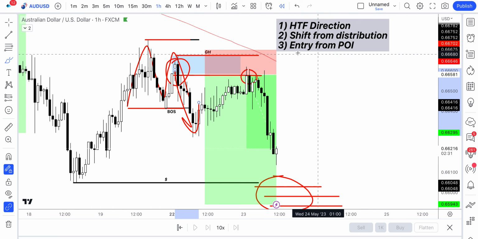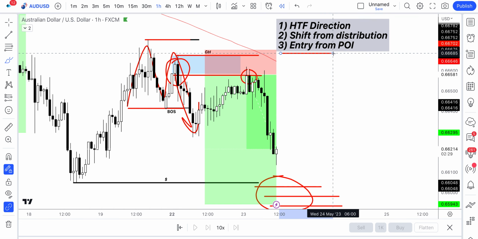Okay, so that's the 3-step process on my higher time frame directional bias, and it really ensures that you guys are sticking to the higher time frame trends and really does increase your probability of success.